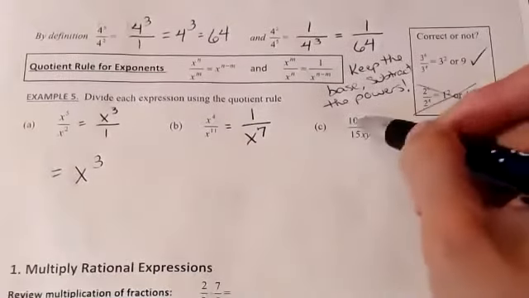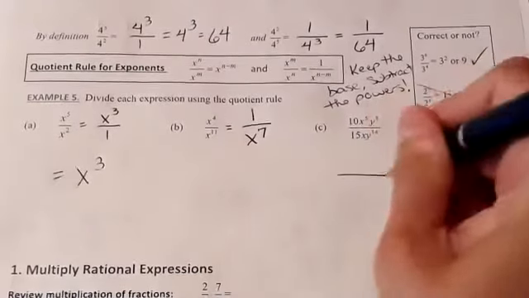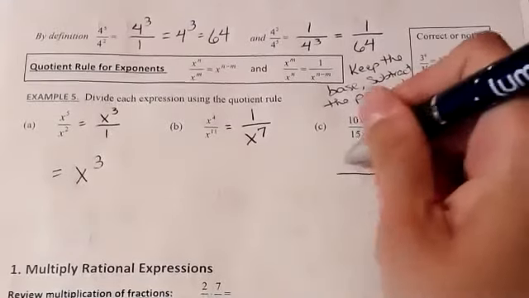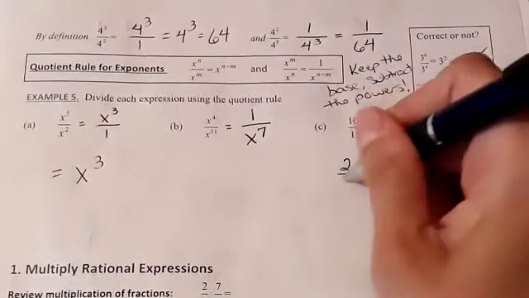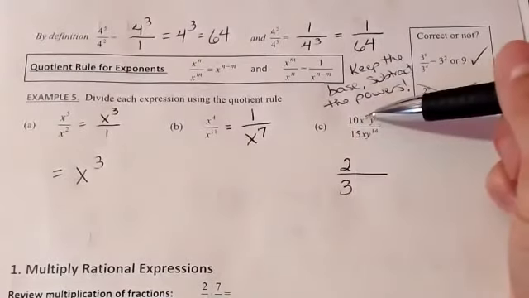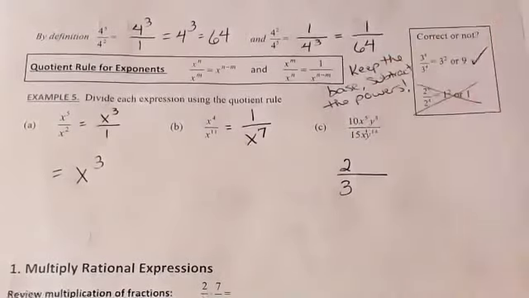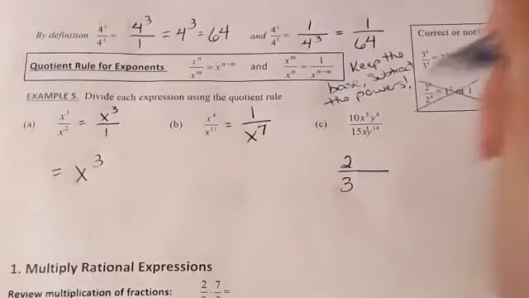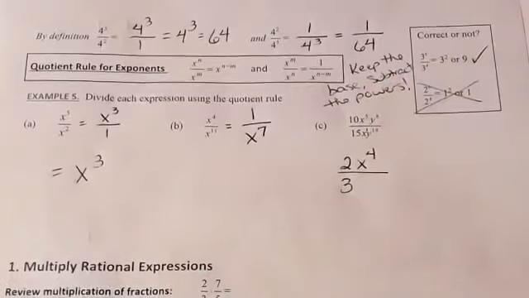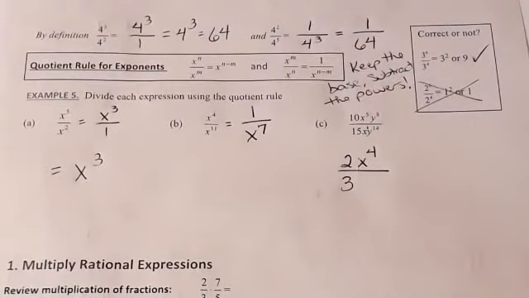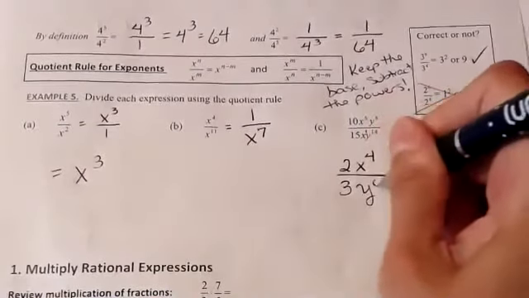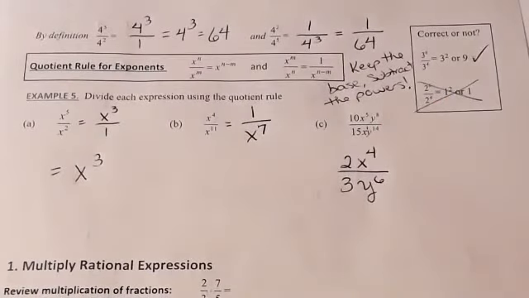For our last expression, notice I can divide out a 5 from each of these. So if I divide 10 by 5, I'm left with 2. If I divide 15 by 5, I'm left with 3. Then notice we have x to the 5th over x to the 1st. So when I subtract those, I'm left with x to the 4th. And that's going to be in the numerator because it's heavier up top. And then also notice that we have y to the 8th over y to the 14th. So when we subtract those powers, we're left with 6. And it's heavier in the denominator, so it's going to stay there. So it becomes y to the 6th. And that's your final answer, 2x to the 4th over 3y to the 6th.